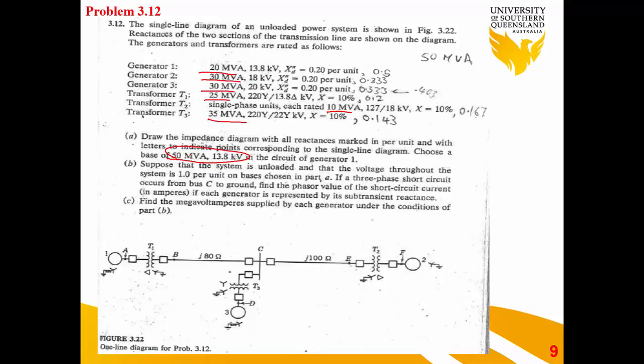As I said, there are 3 questions. Try to understand the problem and then we will go for the solution. First, you have to draw the impedance diagram with all reactances marked in per unit, with letters to indicate points corresponding to the single line diagram. Letters means that you can see A, B, C, D, and T. Do you understand that?